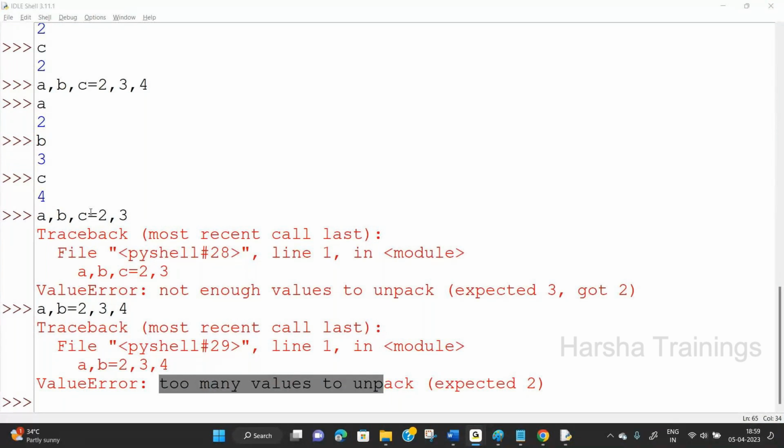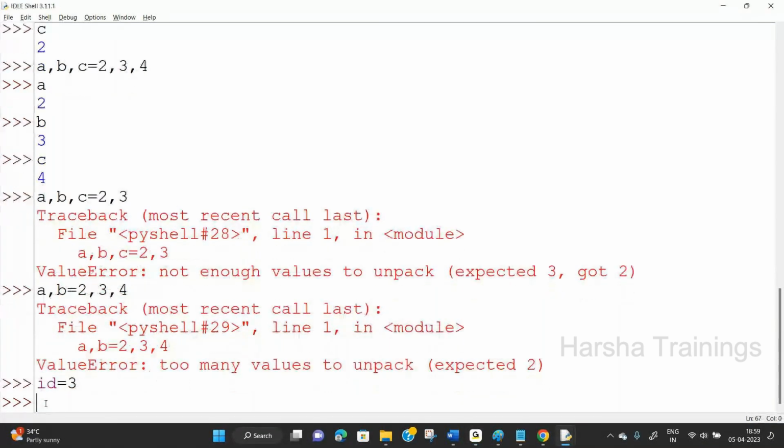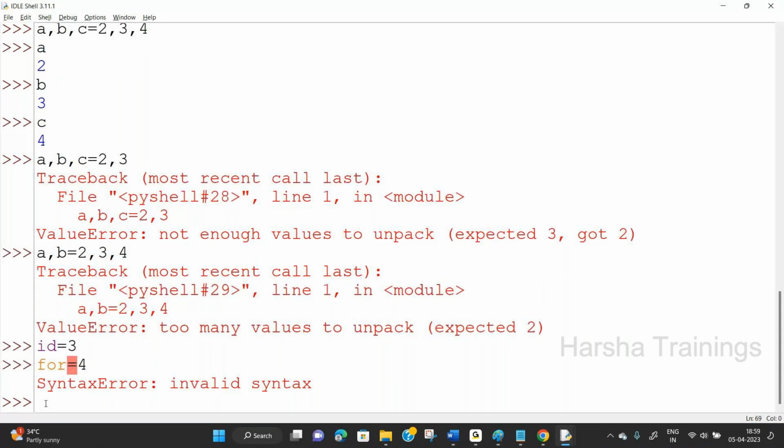Why? A variable, you need a name. A method, whatever it is, you need a name. And I used one word: keywords are not used as a name. For example, id is equal to some three. Now, is id a keyword? If you are using brackets, that is predefined. Understand the term. For example, for is equal to 4. It gives an error. For is a keyword.